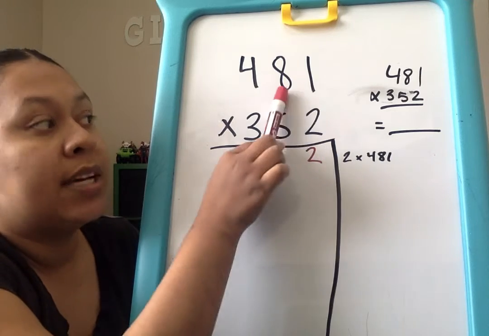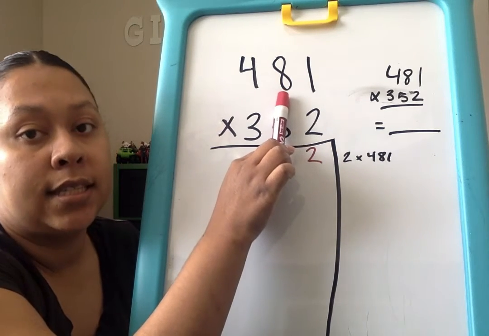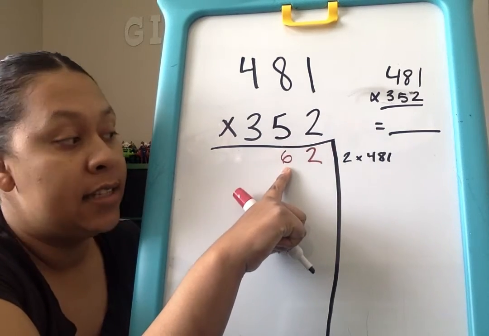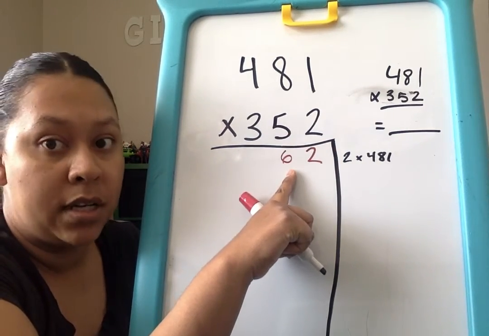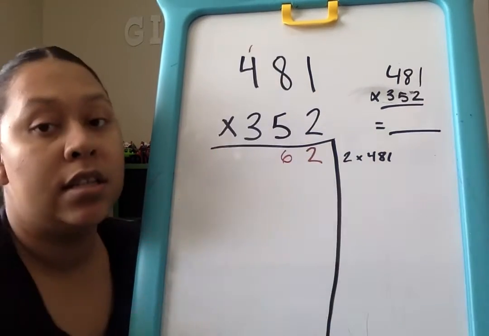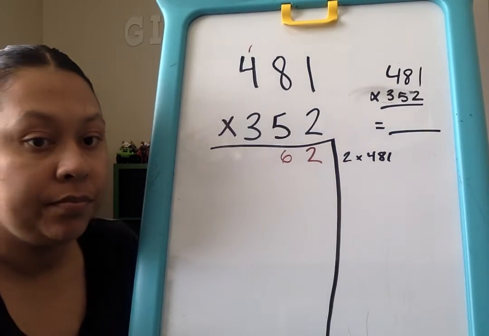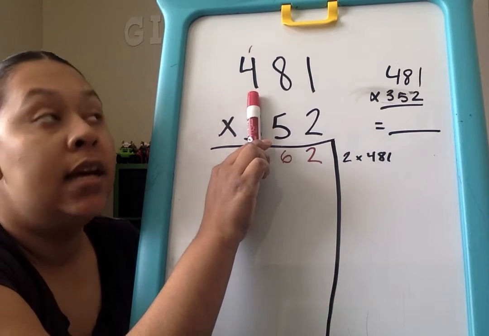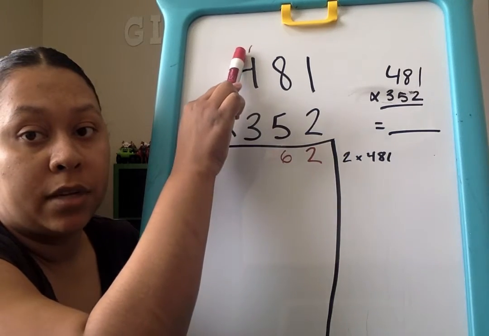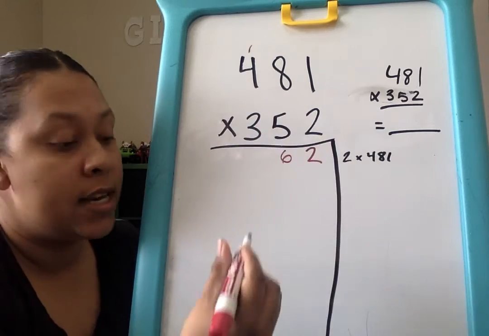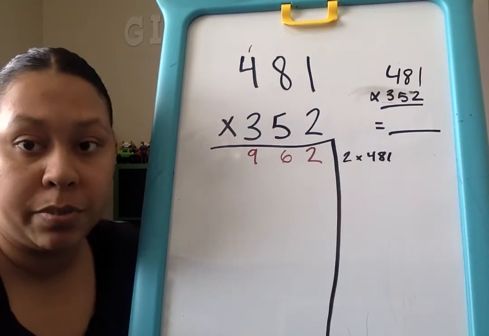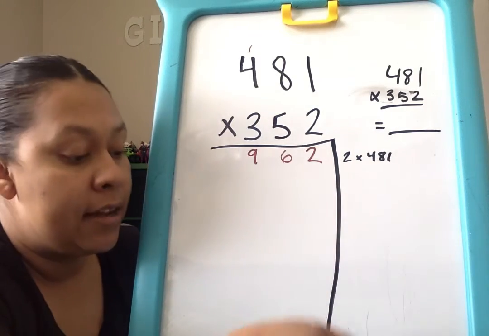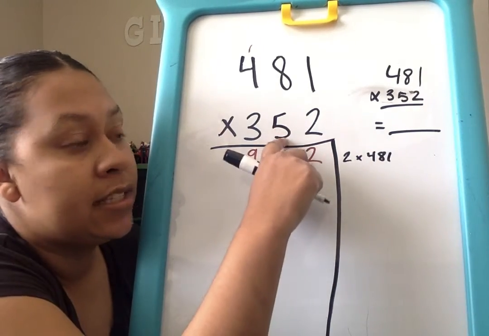Next, we have 2 times 8, which is 16. So that would be 6 in the 10 place. And since we can only fit one digit per box, we have to carry the 1 into the 100 place. So now we have 2 times 4, which is 8. But we have to add that remainder of 1. So 8 plus 1, which is 9 in the 100 place. Okay. So now we have the next digit to multiply.